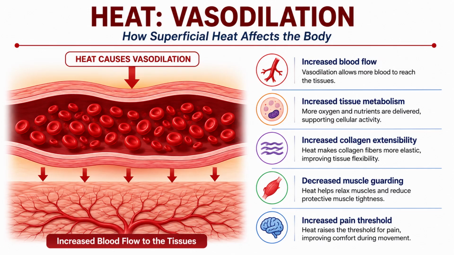Now let's discuss superficial heat. Overall, heat causes vasodilation, increasing blood flow to the treated tissues. The increased circulation raises tissue metabolism, improves oxygen and nutrient delivery, and increases collagen extensibility, allowing muscles and connective tissues to stretch more effectively. Heat also helps reduce muscle guarding while increasing the patient's pain threshold, making movement more comfortable.